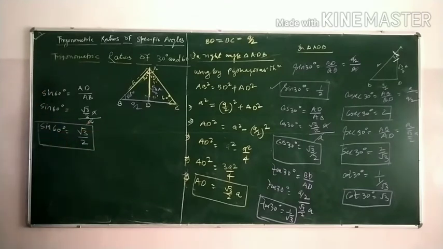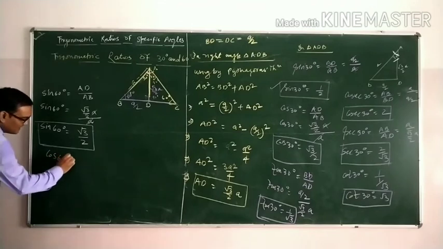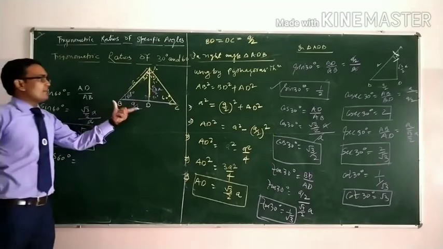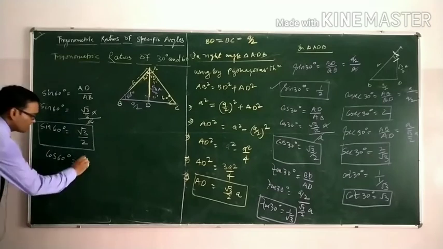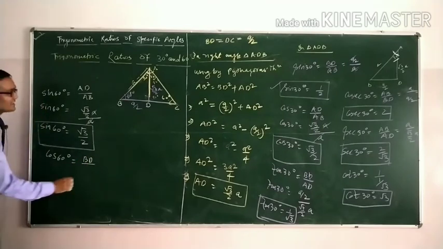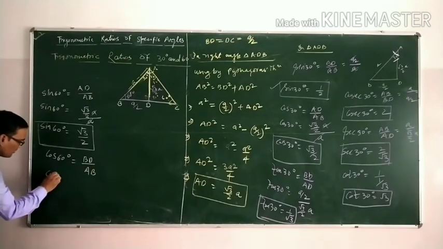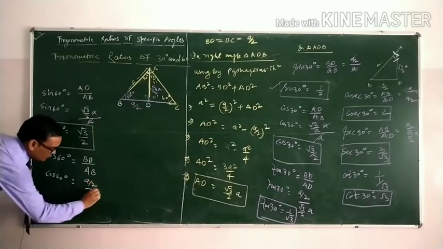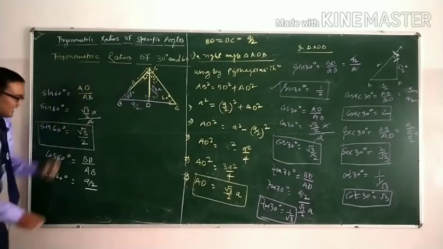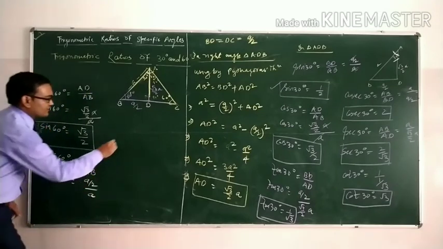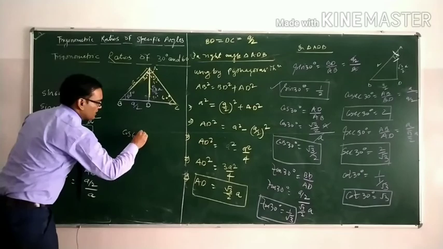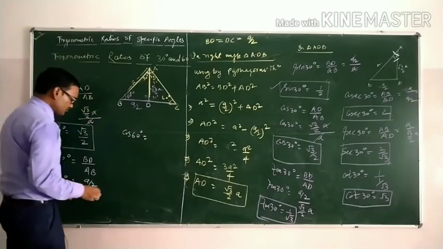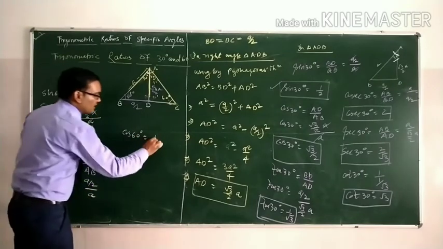Okay. Now find the cos 60 degree. Cos 60 degree is base upon hypotenuse. Base is BD and hypotenuse is AB. Sorry student, what is the value of BD? The value of BD is A by 2 and the value of AB is A. Then cos 60 degree is, A will be cancelled, 1 by 2.